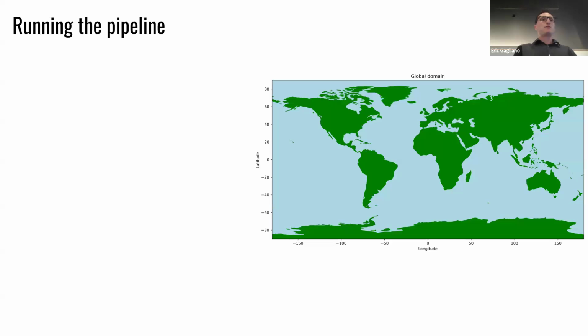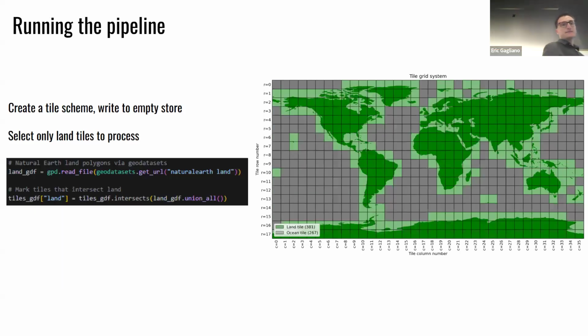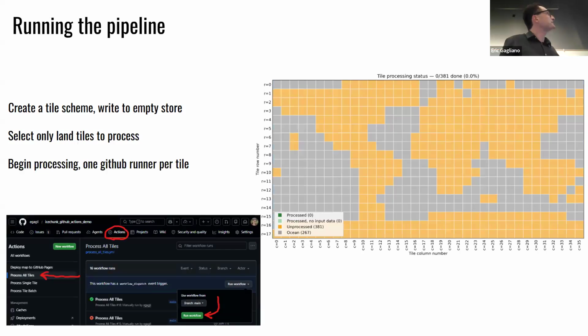So here's an example. If we were actually running the pipeline, we create the tile scheme and we write it to just this empty store. You can see compute false, so it's not really sending any computed data. Then another way we can reduce the actual processing time: we don't need to process over the ocean if we're not interested in the ocean. So we can just look at land tiles specifically. And then we can start our processing.